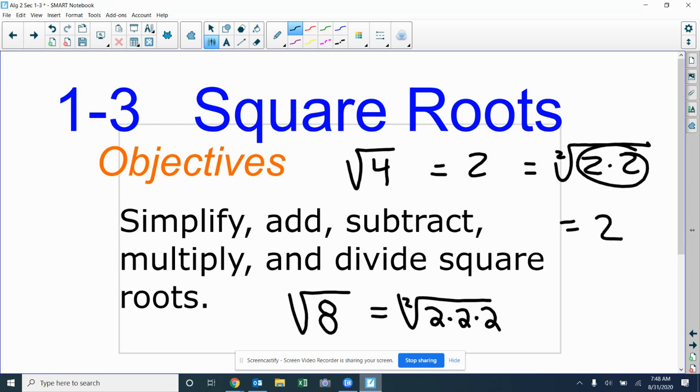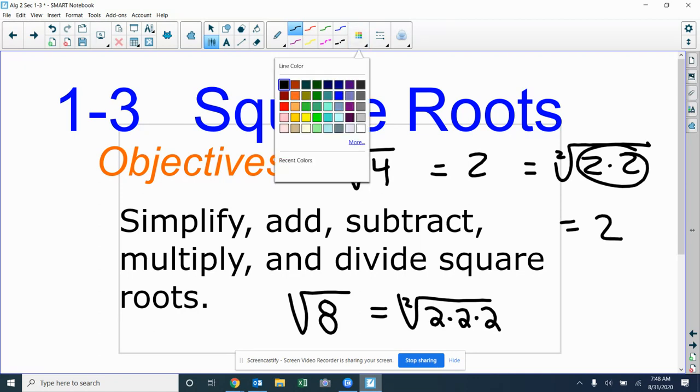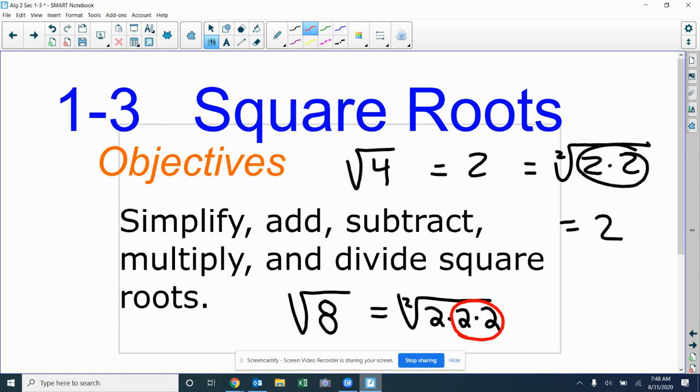It can be a cube root also, but this is all squares. We need a set of how many there are. Well, how many of them are there? There's exactly 3 of them. So we're going to take 2 of them out. So they come out from underneath. There's 1 left over, so it stays. And that would be 2 square root of 2, simplifying the square root of 8. Bring back some memories for you.